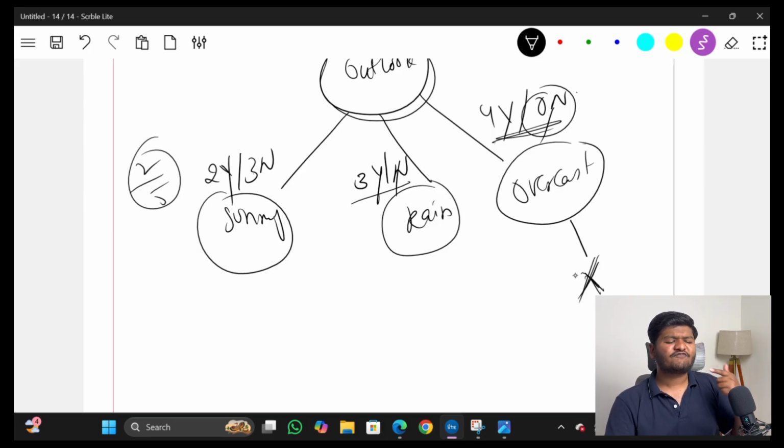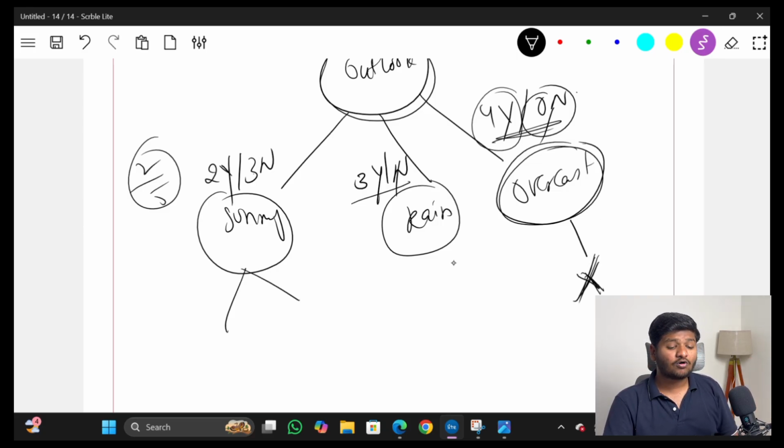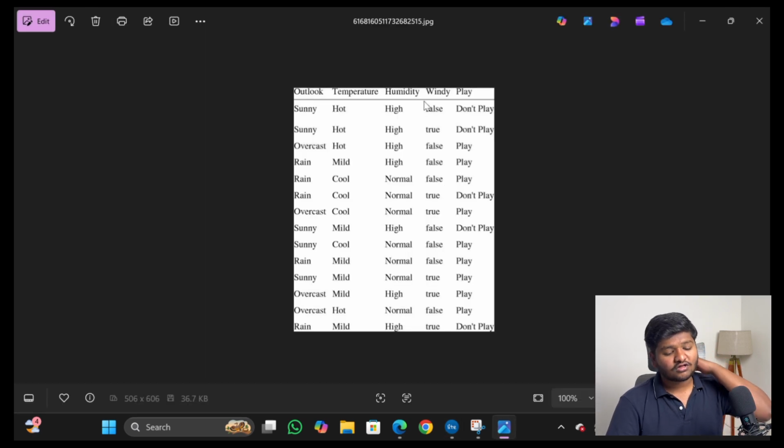Why? If I do a further split also for overcast, anytime I can play it out, right? Every time I have yes. For that purpose, I am not doing splitting. Again, I am doing splitting here. What fields do I have? Temperature, humidity, wind. Based on this, I can clearly split it out.